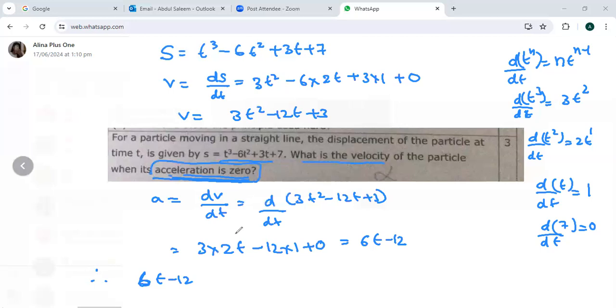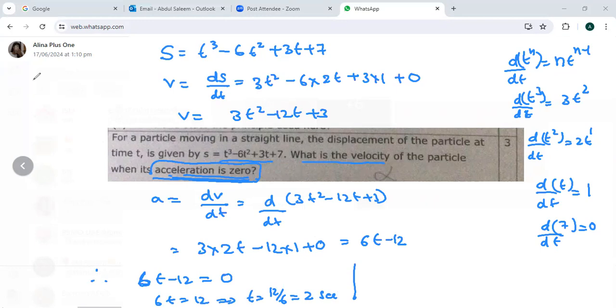In the question it is given that acceleration is 0, meaning 6t minus 12 equals 0. That is 6t equals 12, which implies t equals 12 by 6. That is t equals 2 seconds. Clear, right? So finally, acceleration is 0 at 2 seconds.